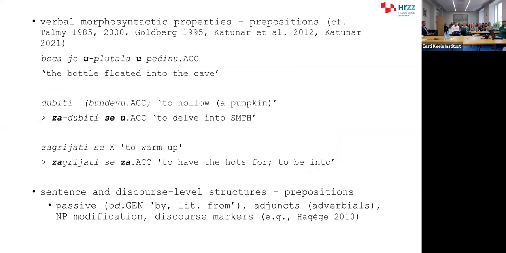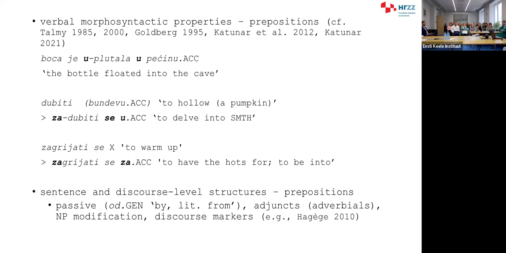Now, when it comes to other properties that we expect to find, include, and analyze, which are really important, verbal morphosyntactic properties tie into prepositions. And here, when you look at the Croatian version of Talmy's famous lexicalization pattern, the bottle floated into the cave, you can see the prefix and the case and the preposition form a sort of argument construction or lexicalization pattern. Same with this, where you have a verb meaning to hollow out a pumpkin, a very complex morphosemantically produced type of verb with the prefix and the reflexive pronoun and the preposition and the case shifting the meaning to delve into something. I call this verb-preposition constructions in my analysis.